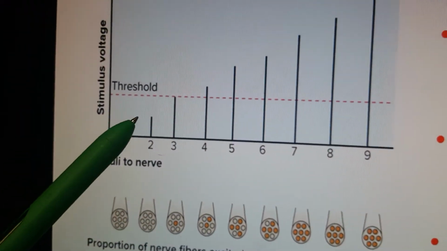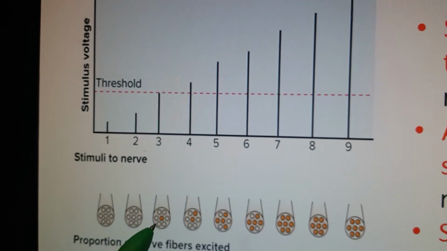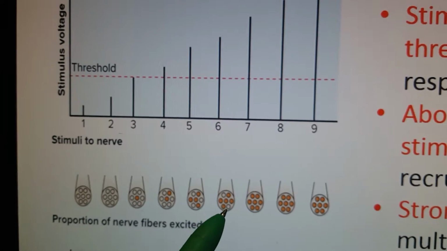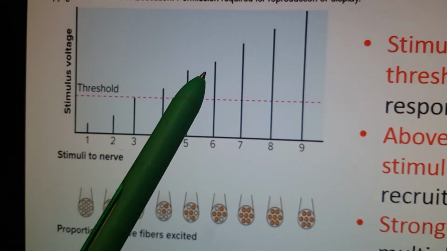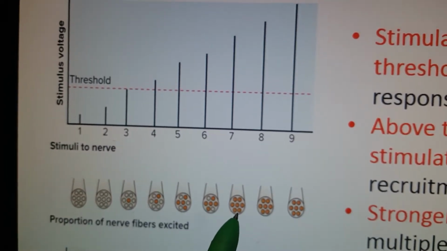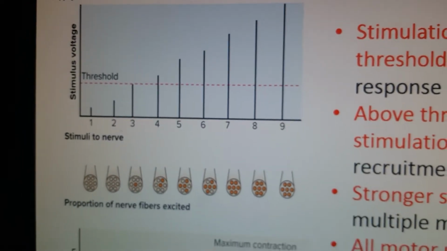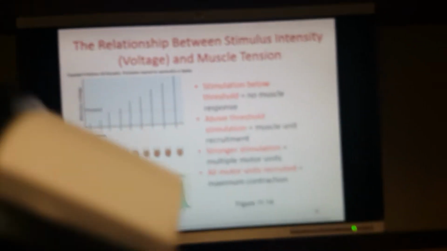Seeing our increase in voltage for our stimulus, the first one reaches threshold and is able to recruit a muscle unit, and then we recruit increasing numbers of muscle units as we increase the voltage of our stimuli. Once we get to the point of recruiting all of our motor units, then we are at our maximum level for contraction.